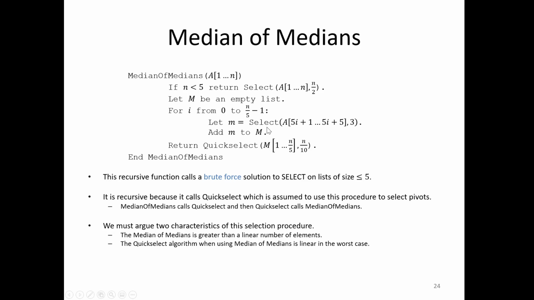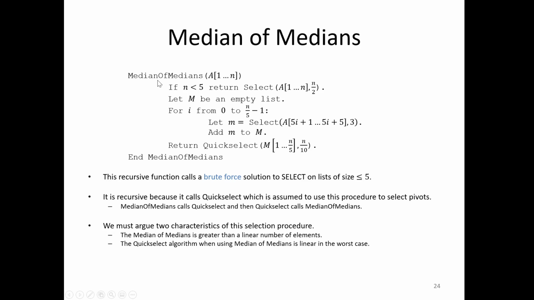Now these are different, of course. The subroutine for select is just a brute force select procedure, and we're only going to apply it to small lists. So we're going to assume it takes a constant amount of time because we're only applying it to small lists. In addition, though, we are going to make a call to quick select.